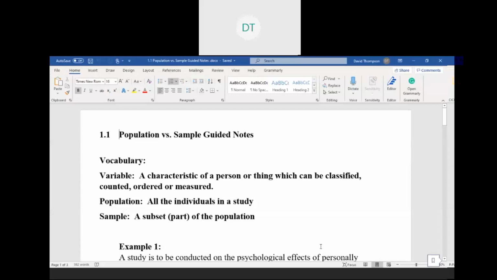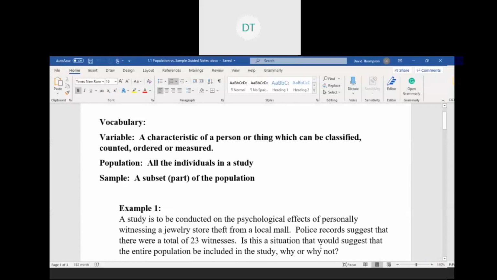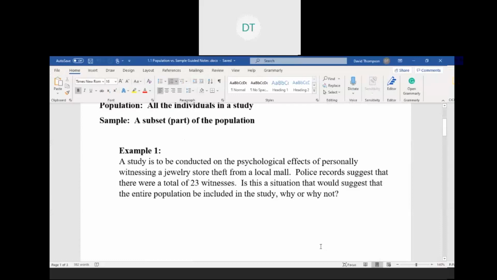Next vocabulary word, population. A population is all the individuals that we're studying. And last vocabulary word is sample. A sample is a subset or part of the bigger population.